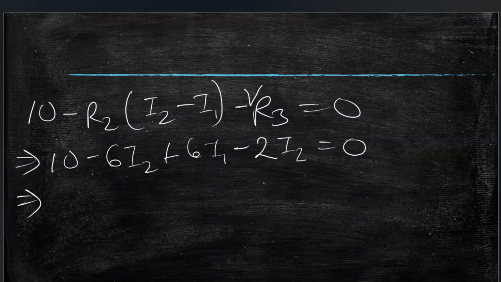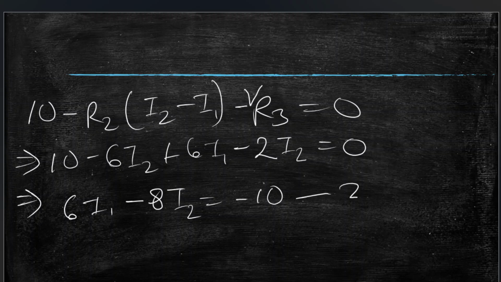And let's rearrange them and bring I1 to the front. So 6 I1 minus 8 I2, that's minus 6 I2 and minus 2 I2, so minus 8 I2, equal to minus 10. Right, that's equation 2.